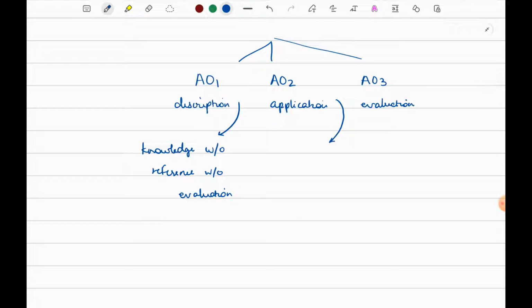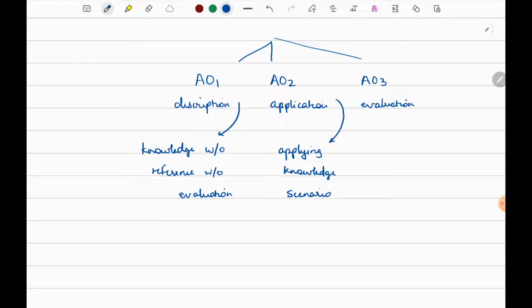Okay, application means using wording from the scenario and literally applying knowledge to that scenario. So whatever we have written in AO1, that knowledge only, now we have to use wording from the scenario and point out where in that scenario that knowledge is becoming relevant. So it is applying knowledge to a given scenario.